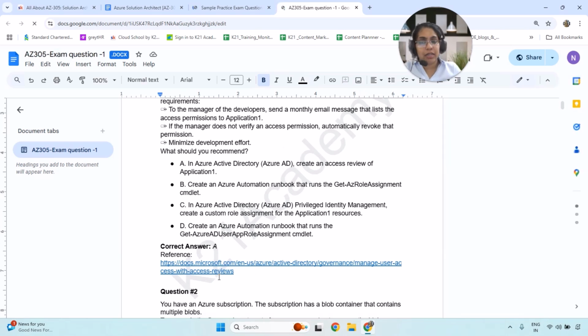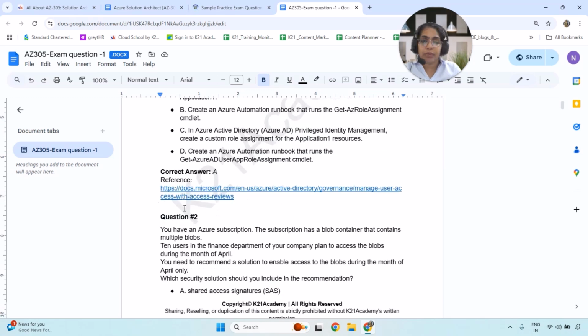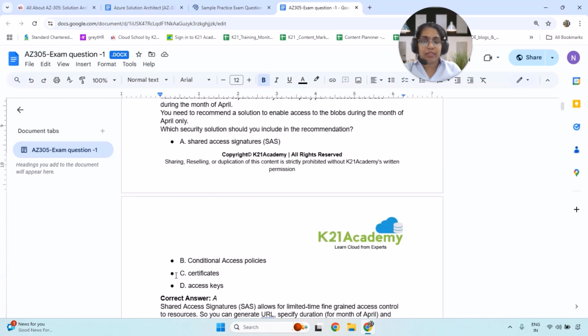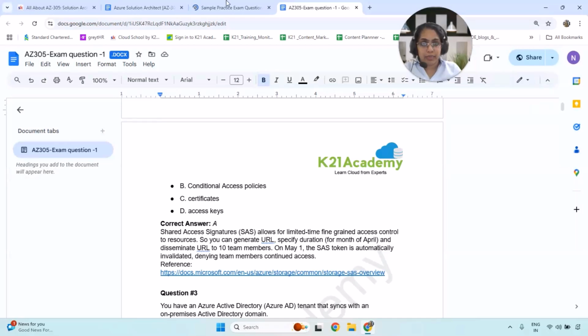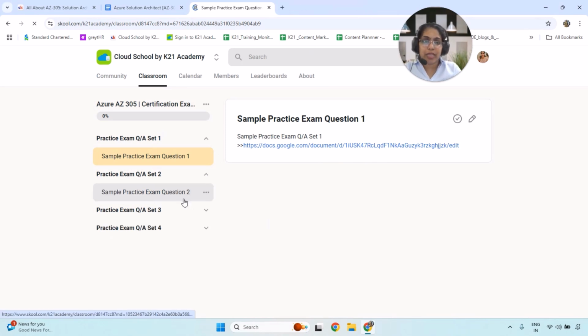Same way, if you open any of the exam set questions, you will find the same approach. For every exam set of questions which we have added, we have a document attached, and you can simply navigate through those documents and you can learn more about it. So this is what basically the EQA has in it. This is what k21academy.com/sk/az305 EQA holds in it.